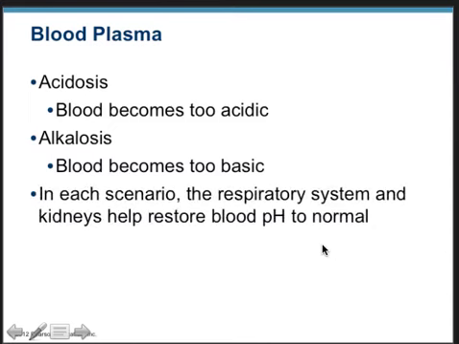In each scenario, the respiratory system and the kidneys try to restore blood pH to normal by adjusting the amount of carbon dioxide in your system and by adjusting the amount of bicarbonate and the amount of protons that are in the body fluids, in the plasma and in the tissue fluid. And they do this by changing, in the kidneys' case, what they secrete, and in the respiratory system by changing the rate and the depth of respiration.